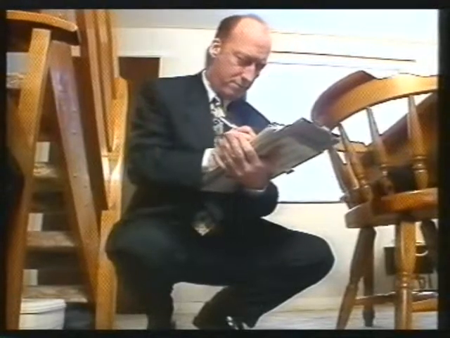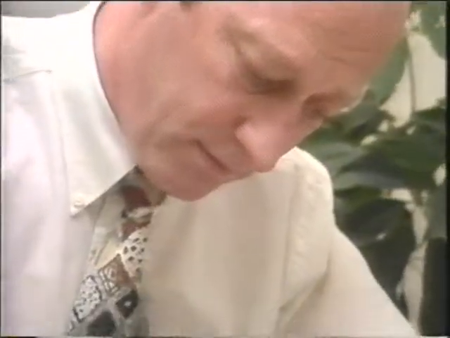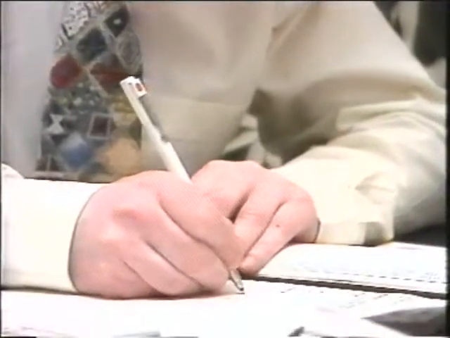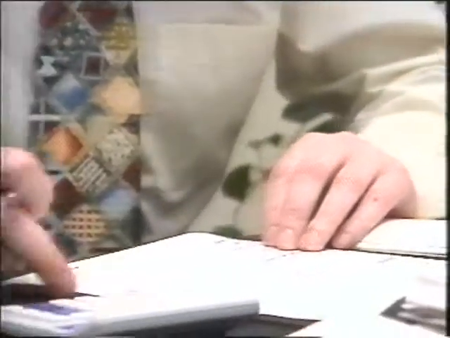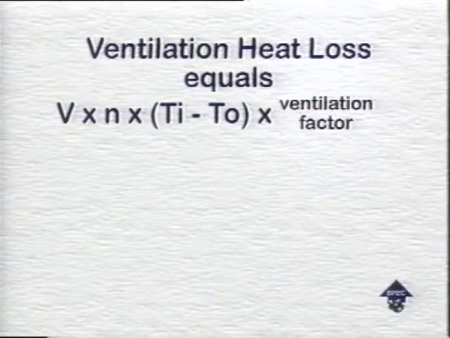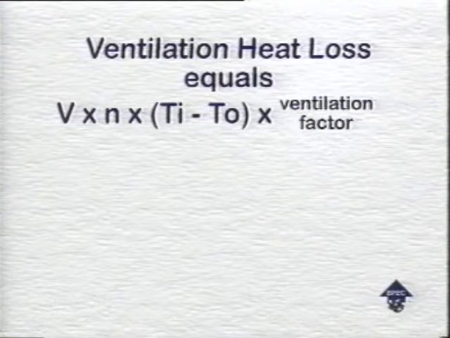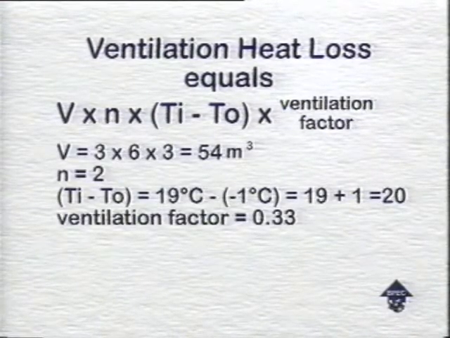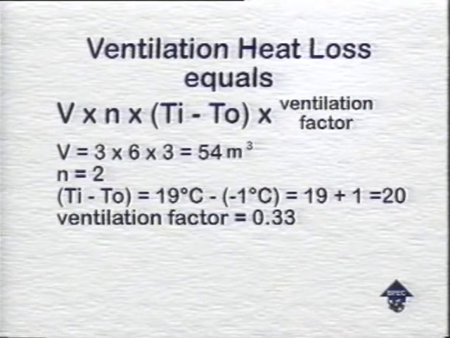To calculate the figure, we multiply the volume of the room in cubic meters by the number of air changes per hour, then by the temperature difference between the inside and outside as before. And finally, we multiply that figure by a ventilation factor. There's no U value for ventilation, but the factor is 0.33 multiplied by the assumed air rate change. In this equation, V is the volume of the room, and N the number of air changes per hour.